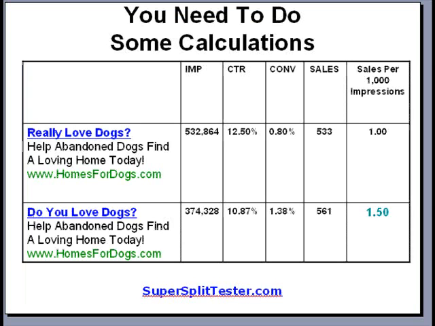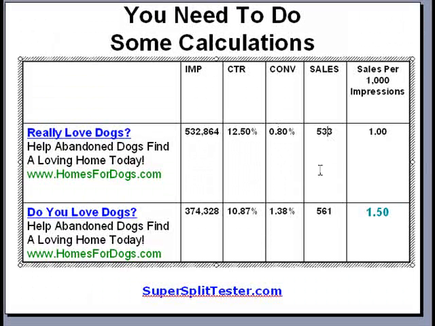You obviously need to do some calculations to figure out what this really means. If you multiply it out, you'll see that the top ad, the one with the higher click-through rate and the lower conversion, got 533 sales. If we divide that by the number of impressions, it's about 1 sale for every 1,000 impressions. If we do the same math on the lower ad, we'll find that it got 561 sales, and that's actually 1.5 sales per 1,000 impressions.